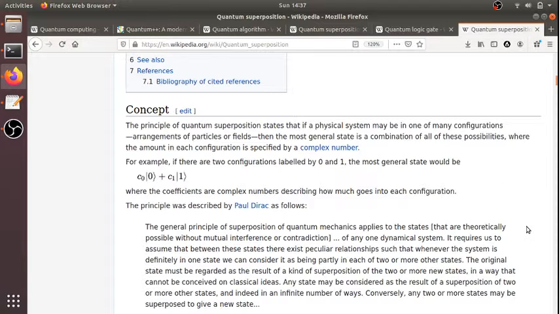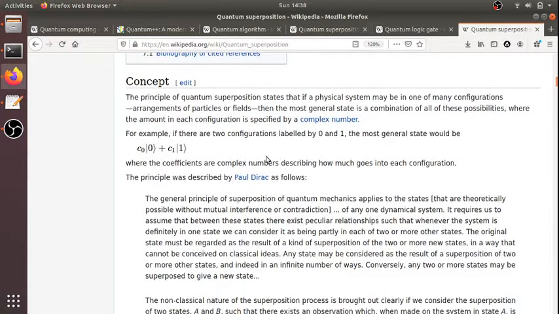I don't understand why the principle of quantum superposition states that. Did you understand? If a physical system may be in one of many configurations, arrangements of particles or fields, then the most general state is a combination of these possibilities, where the amount of each configuration is specified by a complex number.